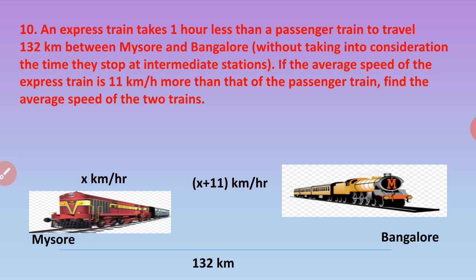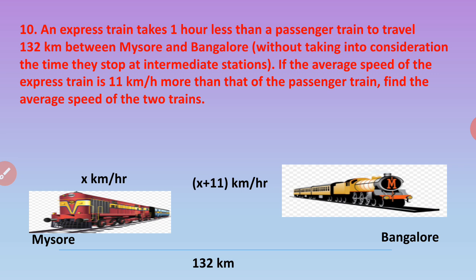The next question, this is again related to distance time. An express train takes 1 hour less than a passenger train to travel 132 km between Mysore and Bangalore, without taking into consideration the time they stop at intermediate stations. We are not considering those in between stations. If the average speed of the express train is 11 km per hour more than that of the passenger train, find the average speed of the two trains.